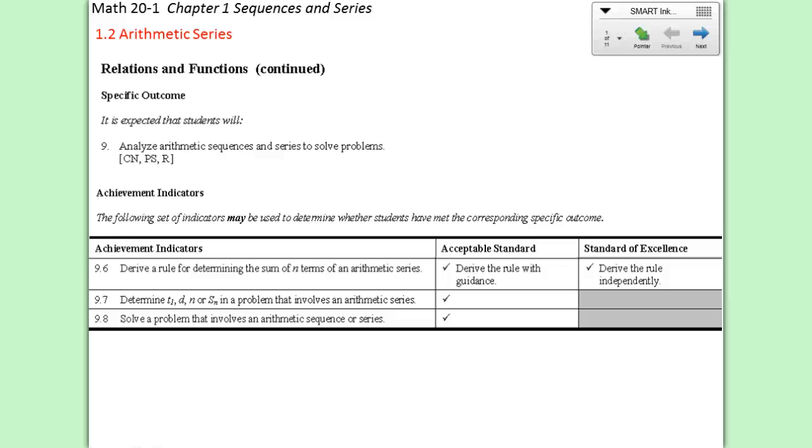Hello, Math 20-1. You are continuing your journey in sequences and series with arithmetic series, and you're going to hear about a famous young lad named Carl Friedrich Gauss. This is about knowing the difference between a sequence and a series. As you can see by the achievement indicators, we're going to be talking about a rule for developing the sum of an arithmetic series and what that actually means. All right, so we'll carry on.